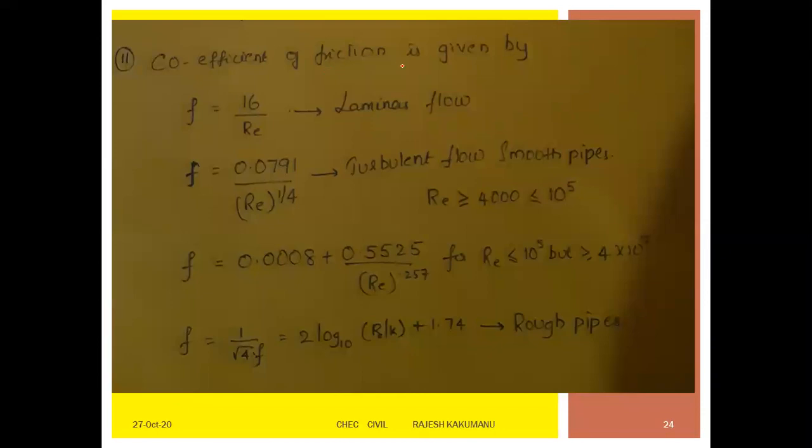Coefficient of friction is given by various types, depending upon the flow. For laminar flow, f is equal to this one. For turbulent flow in smooth pipes, f is equal to this one, right? Whenever Re is in this range, generally we will get maximum these two values only, and occasionally this type of formula for the rough pipes. For smooth pipes, this formula; for rough pipes, this formula.